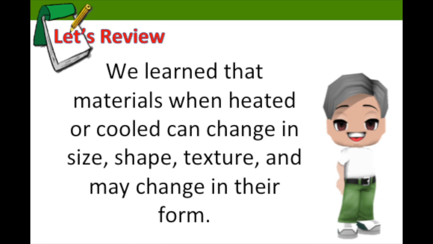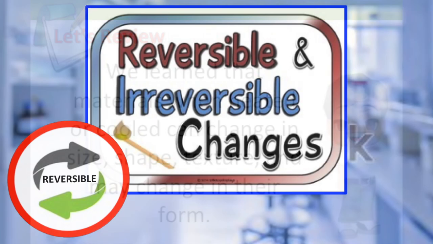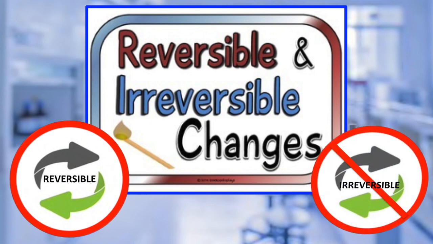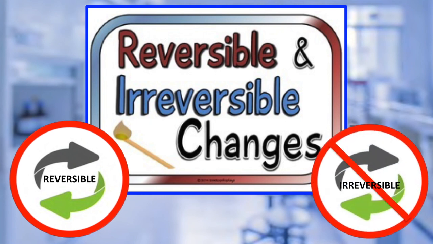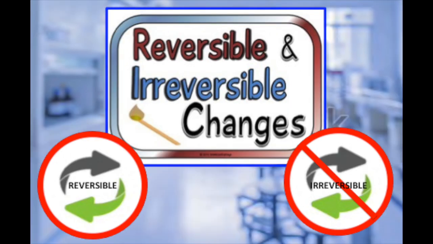Last week, we learned that materials when heated or cooled can change their size, shape, texture, and may also change in their form. So let's review our past lesson with this simple activity. Some changes in materials when heated or cooled can be reversed, while others cannot. I will show you some pictures and you will guess if the changes are reversible or irreversible. If you are ready, let's begin!